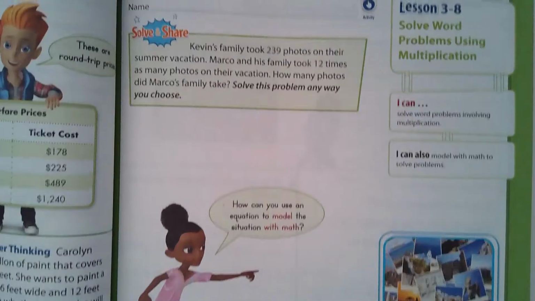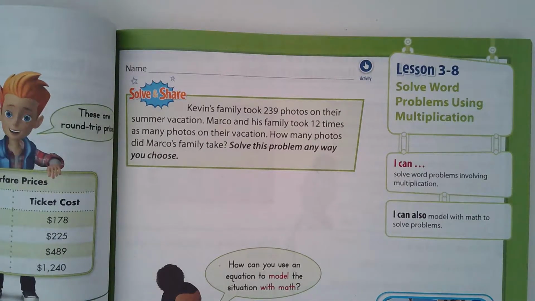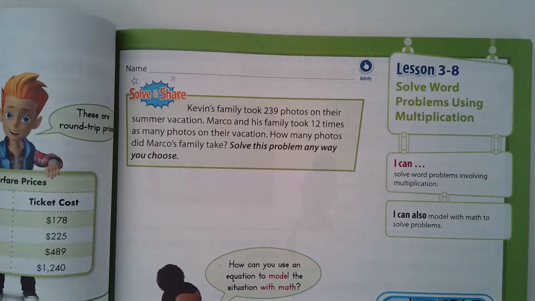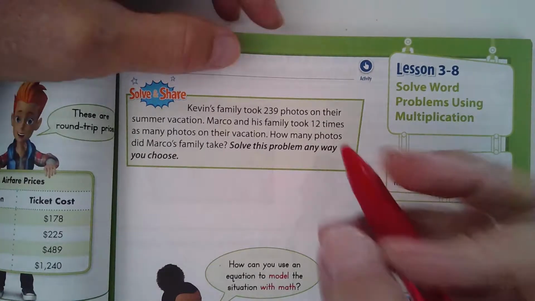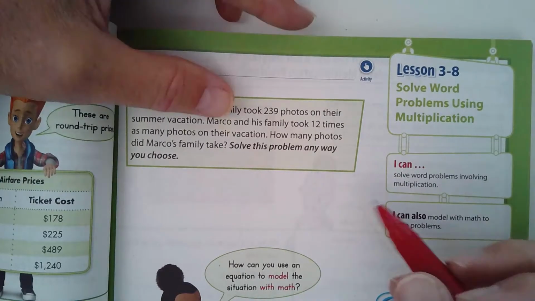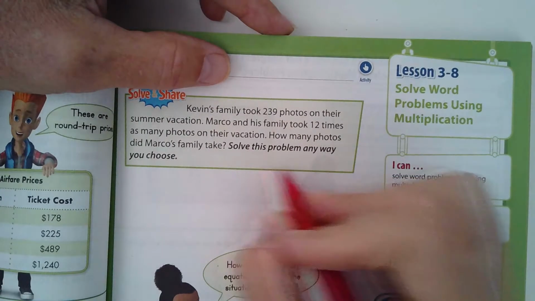Okay, so this is page 109, lesson 3.8. It says Kevin's family took 239 photos on their summer vacation. Marco and his family took 12 times as many photos on their vacation. How many photos did Marco's family take? And it says solve this problem any way you choose.